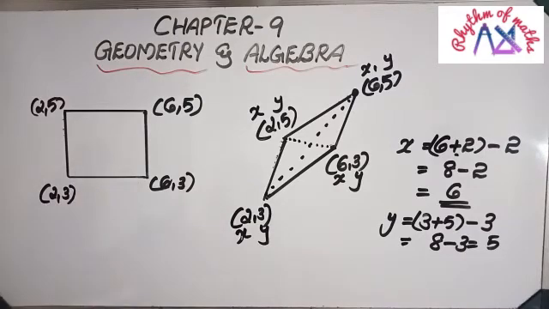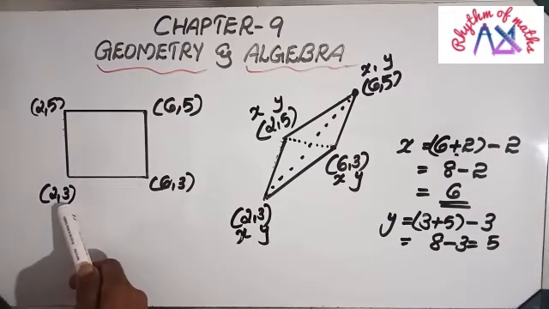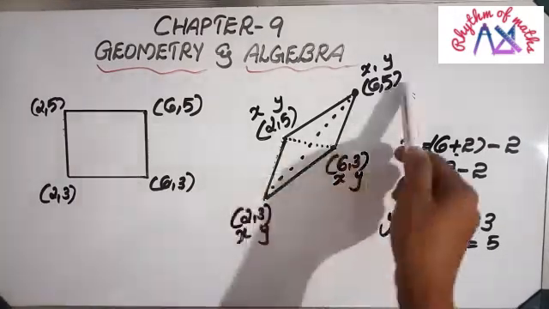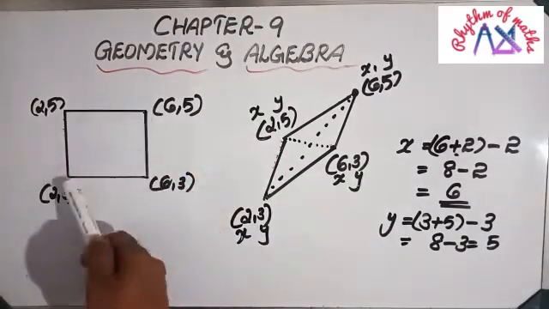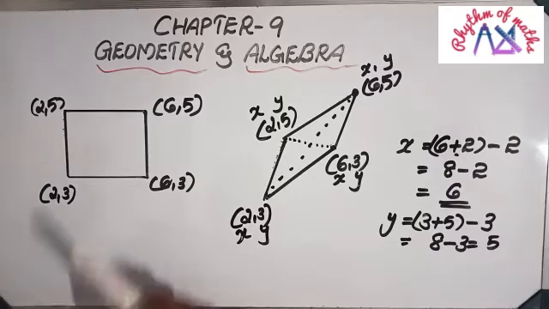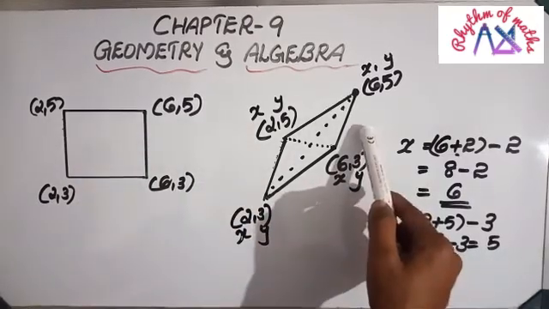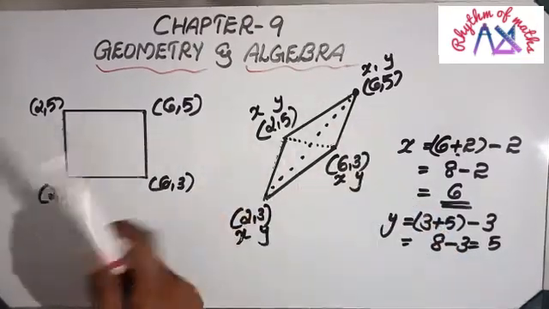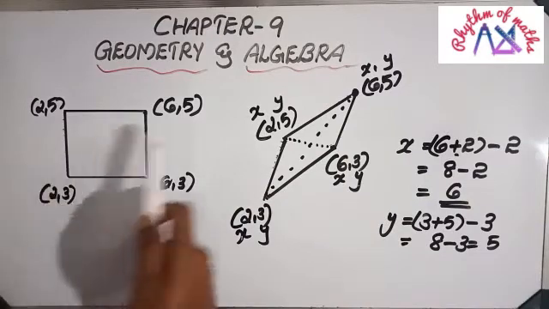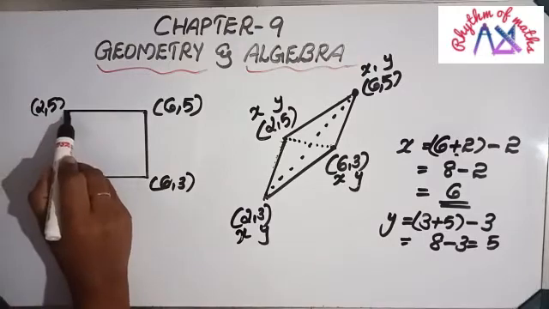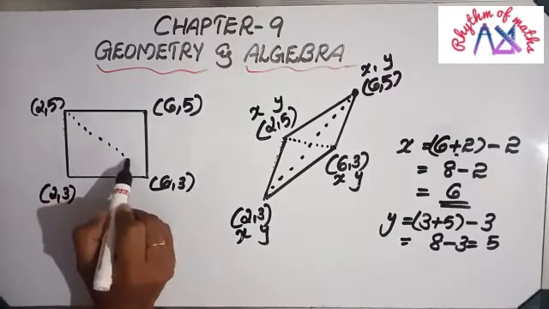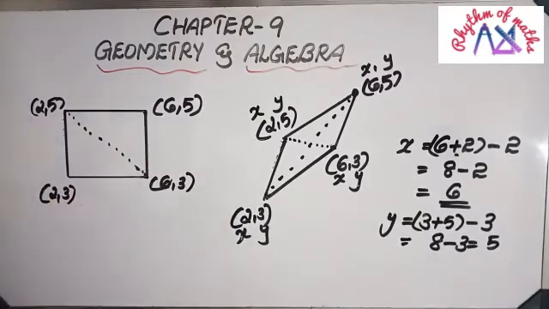Now check the answer here. 2, 3 here, 6, 3 here, 6, 5 here, 2, 5 here. This is also a parallelogram, so here also we can apply this method. Without considering the parallel line method, we can find the answer here also. This is also a diagonal.